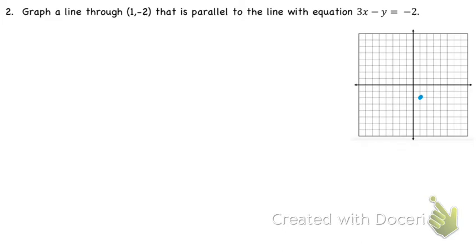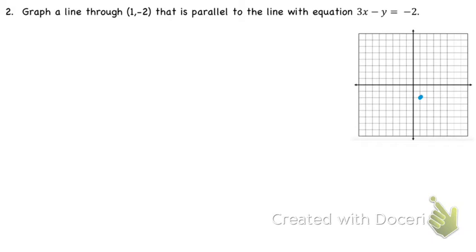Now we know it needs to be parallel to the line with the equation 3x minus y equals negative 2. So if it's parallel, what do we know about those two lines? They're going to have the same slope. So we need the slope of this line, 3x minus y equals negative 2, so we can make more points, right? Because if we have the slope, we can use it to go to new points. Up however many, over however many, down however many, over however many. But do we know the slope of that equation right now? No, why not?